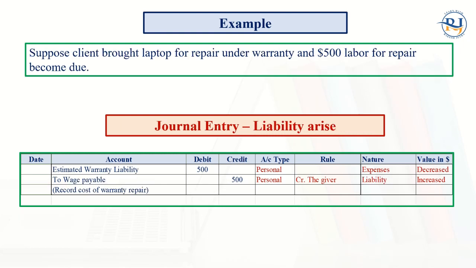Now, on the next couple of days, suppose the customer brought a laptop for repairs under warranty and the $500 labor for the repair became due. It means when the repair is done by the employees of the company, that amount is due but not paid. But on the other side, the estimated warranty liability has decreased. So the estimated warranty liability with the $500 will be debit and the wage payable will be credit. Once the company pays their employees the $500, then wage payable to cash will be the journal entry for that particular transaction.